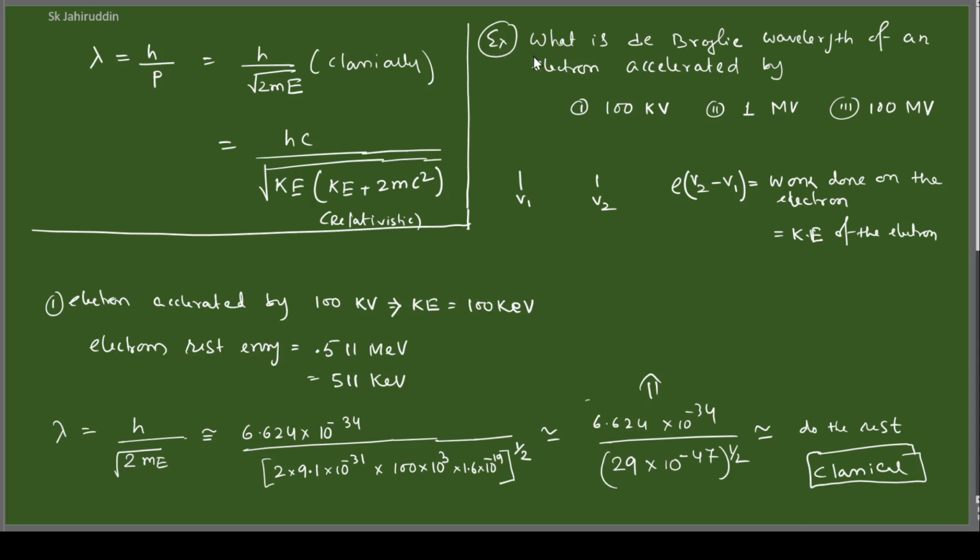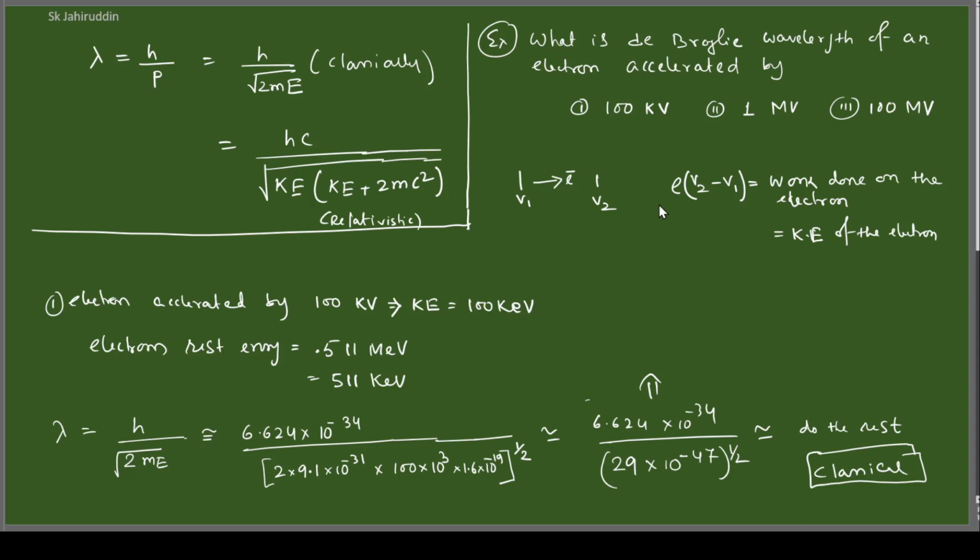Okay, so my question is, what is the de Broglie wavelength of an electron accelerated by 100 keV potential, 1 megavolt, 100 kilovolt, 1 megavolt, 100 megavolt of potential? So we know that if I accelerate an electron through a potential difference between V2 and V1, the electron will accelerate with that energy E into V2 minus V1. That is the difference.